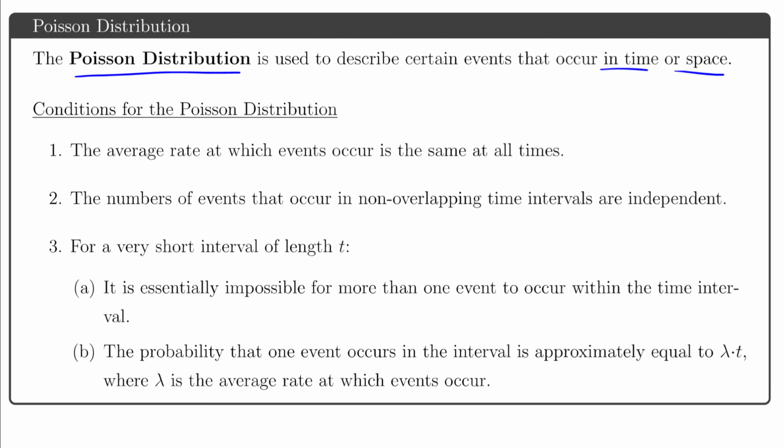There's three conditions that must be met. The first condition is that the average rate that events occur is the same at all times, so kind of an equally distributed idea. Two, the number of events that occur in non-overlapping time intervals are independent from each other. And three, for a very short interval of time, we must have one, that it is impossible for more than one event to occur within the time interval. And two, the probability that one event occurs in the interval is approximately equal to lambda times t, where lambda is the average rate at which events occur, t is the time.